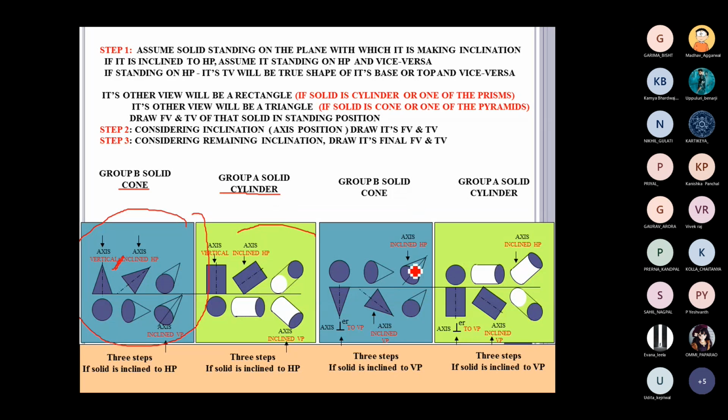In the other scenario, if the object is going to be inclined with respect to VP, then the axis is perpendicular to HP in the previous case, but here the axis is perpendicular to VP. So these are the different scenarios: axis inclined to VP and axis inclined to HP. These are a few differences which you can observe from these slides. Please keep these in mind, as this can help you in solving the questions in the assignment which was shared after the class.